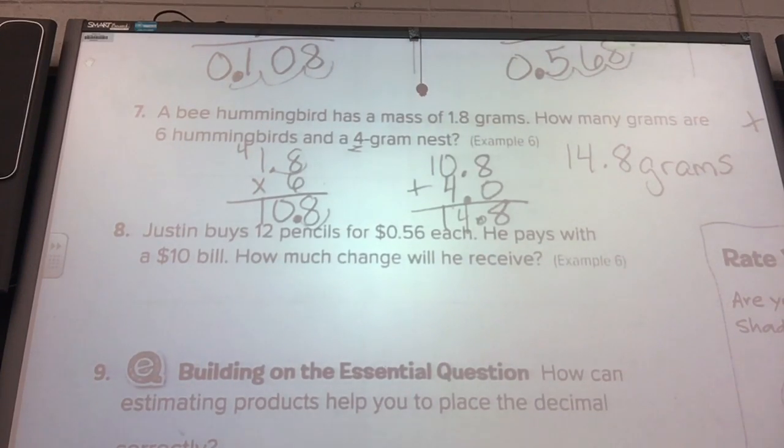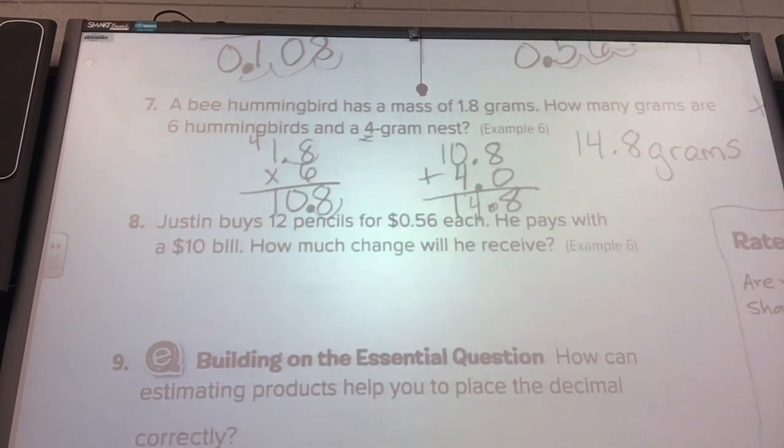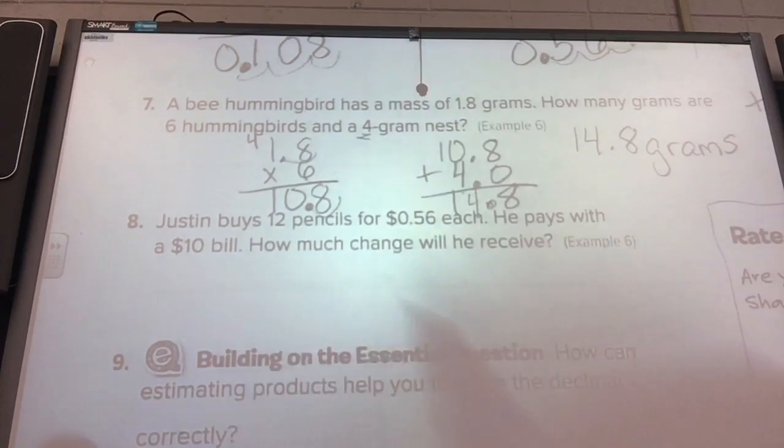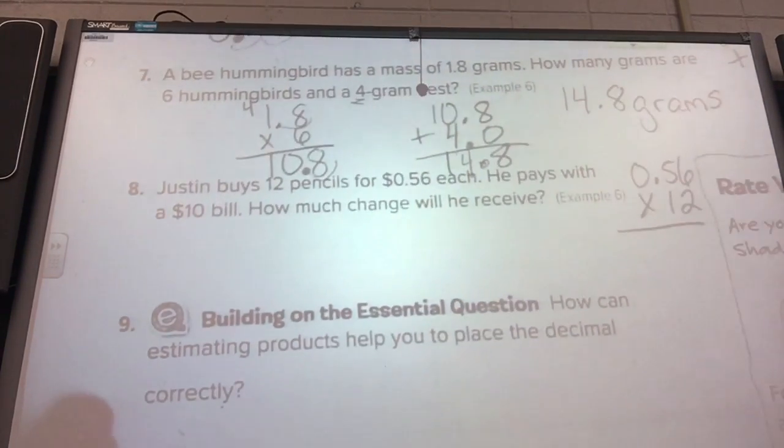Alright, one more. Justin buys 12 pencils for 56 cents each. He pays with a $10 bill. How much change will he receive? Here's another 2-part problem. So first, I'm going to write over here because I'm going to run out of room. 0.56, 56 cents times 12 pencils. First we have to figure out this one.